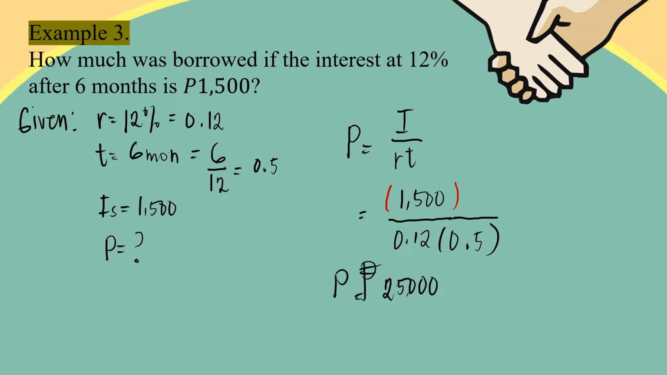Open parentheses 1,500 divided by 0.12 times 0.5. Gagamit ka ng parentheses sa numerator and denominator. Or kahit input nyo ng ganito. Okay, so sulat ko na lang. Open parentheses 1,500 close parentheses divided by, parentheses ulit, 0.12 times 0.5. Then equal. Ito lang din yung kalalabasan ng ating answer dyan.